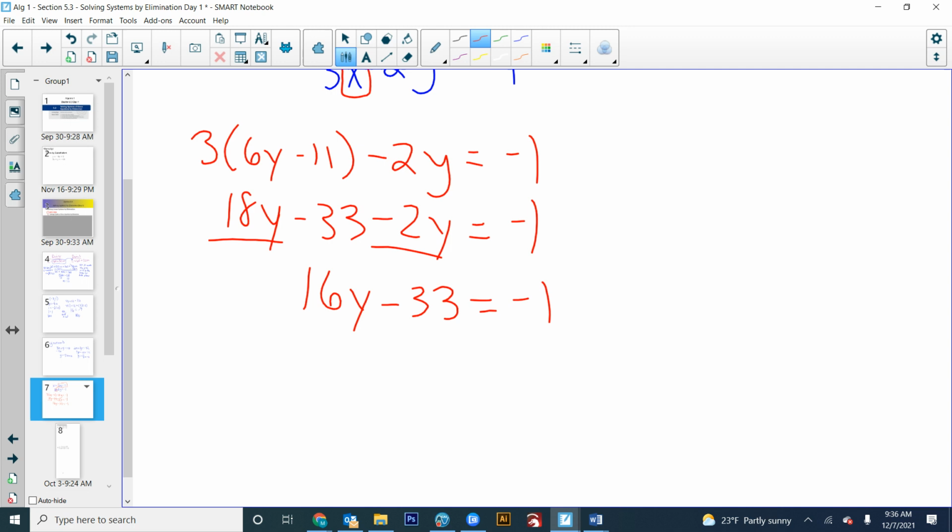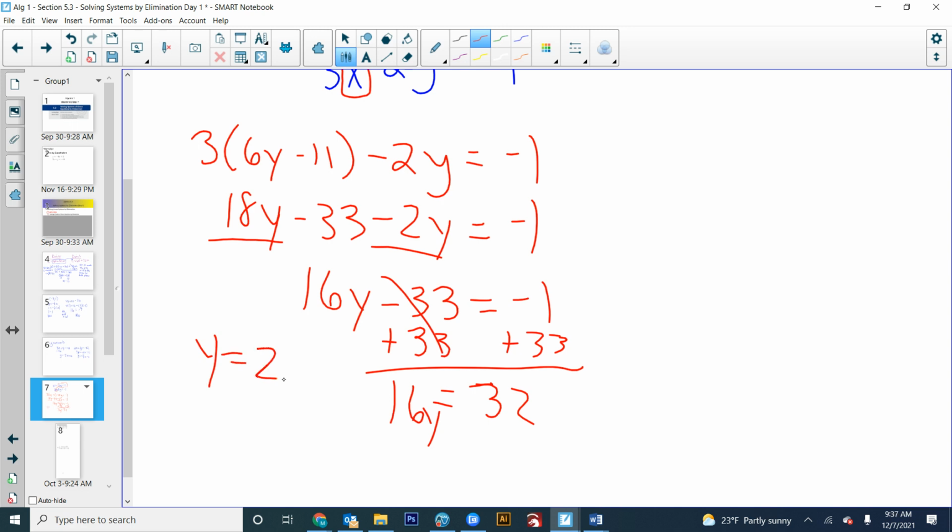Okay, Makana, what now? Add 33 to both sides. She said both sides. It's beautiful. What do you got? 32. And divide by 16. What's y? What's y, Matt? 2. Thank you.